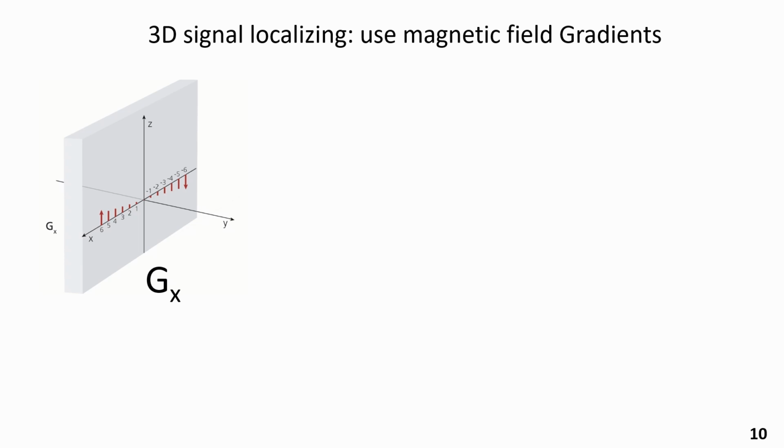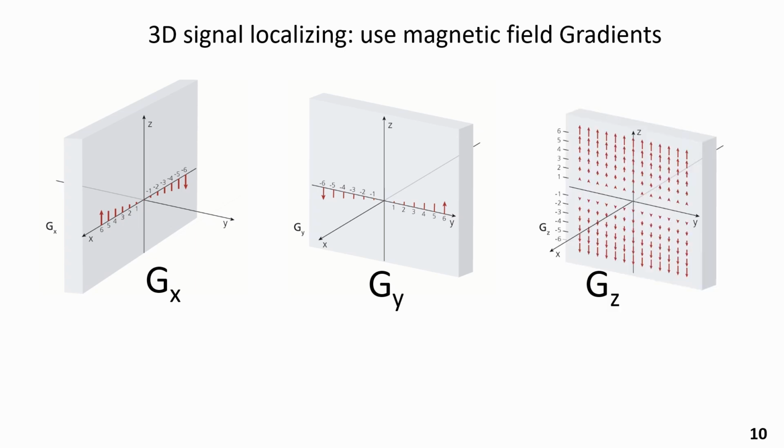In order to localize the MR signal in space, we use the so-called magnetic field gradients. When we run current through the X gradient coil in the MRI scanner, then the magnetic field inside the scanner changes linearly in the left arm, right arm direction. With the Y gradient, we can change the magnetic field in the nose, back of head direction, and with the Z gradient in the foot head direction.